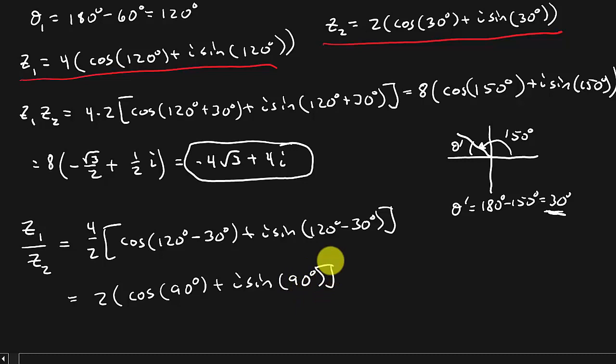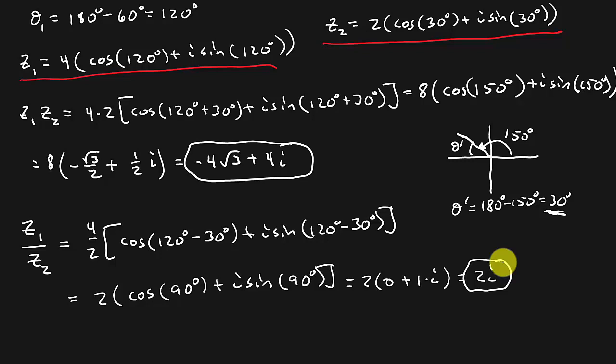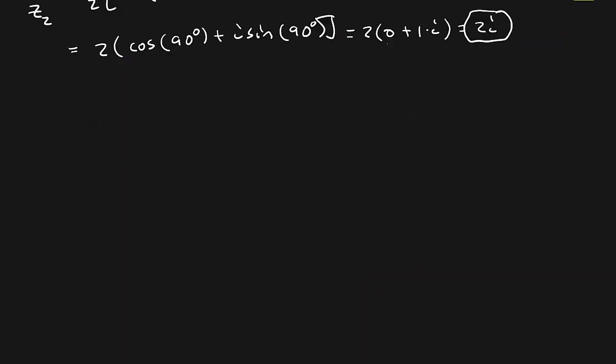Now we need to know what the cosine and sine of 90 degrees are. Well, that's going to be 2 times 0 plus 1 times i, and so that's going to give me 2i. And that's your answer. All right, so all I did: the cosine of 90 is 0, the sine of 90 is 1, and then I distribute the 2.